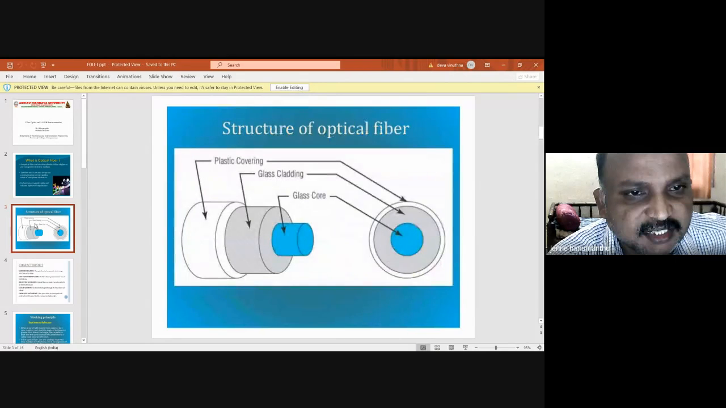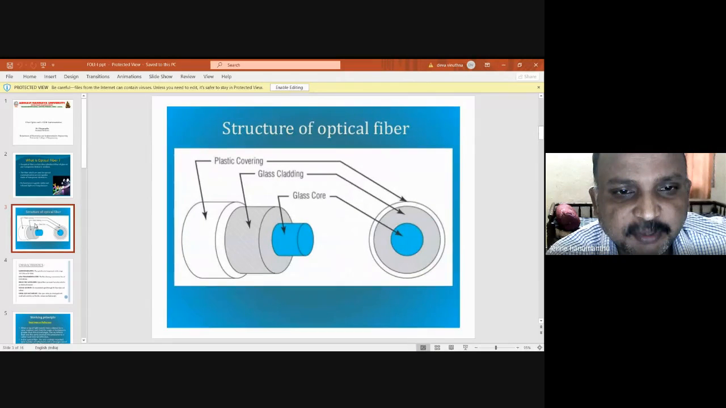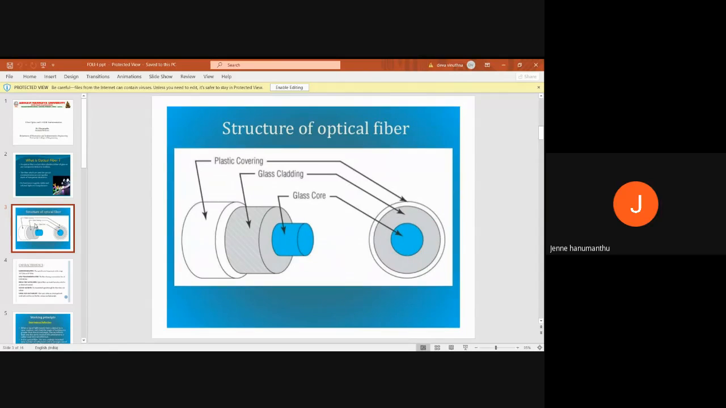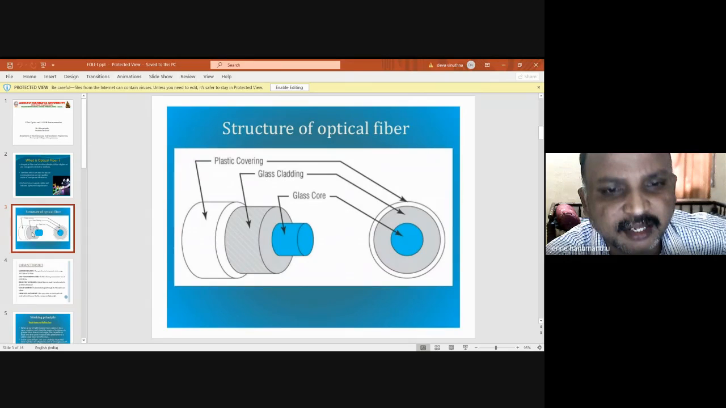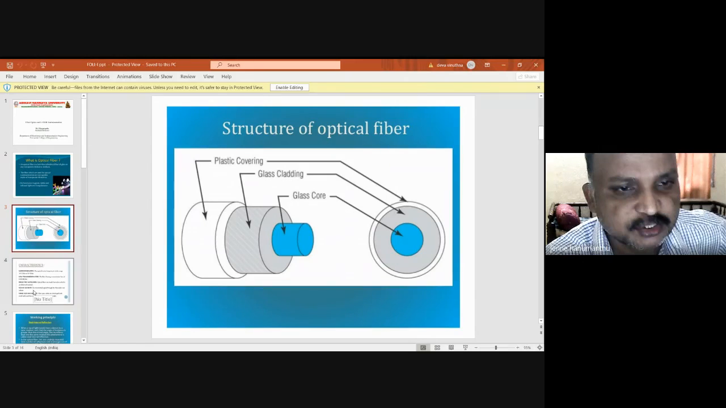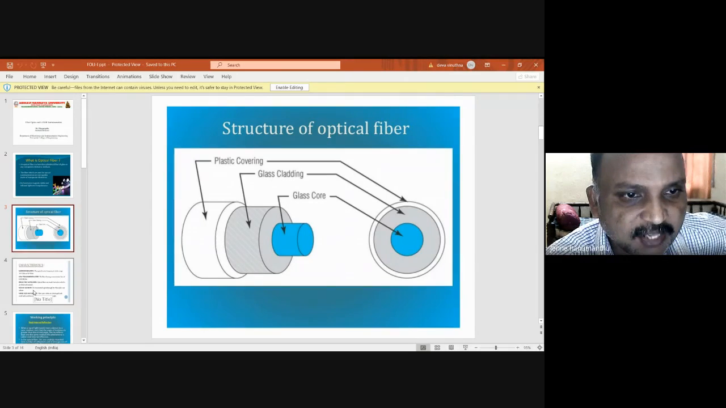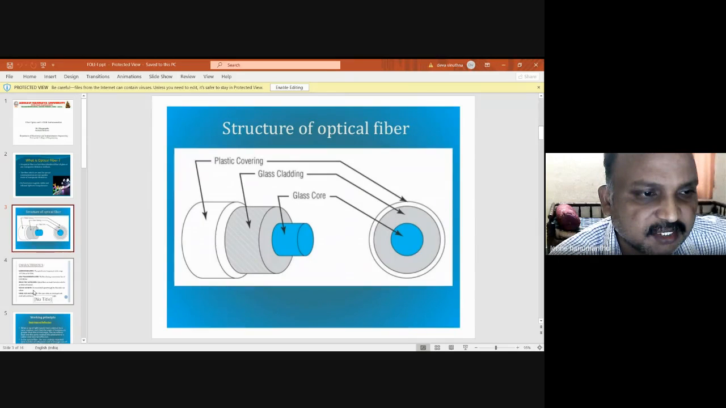See the structure of the optical fiber. How is this structure provided? See this one, the blue color one in the center is the core, and other than this blue, this one is nothing but the cladding. After this is a covering. This covering means a strength material or jacket. You can call it a jacket. So it is called core, cladding, and the outer jacket. Next.